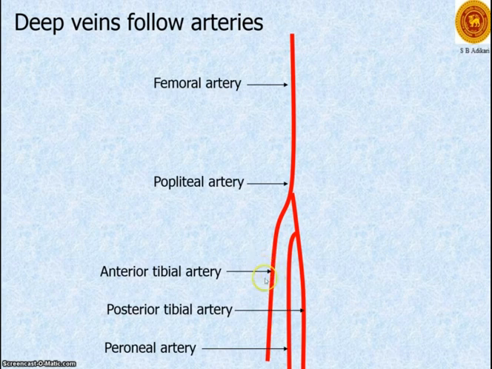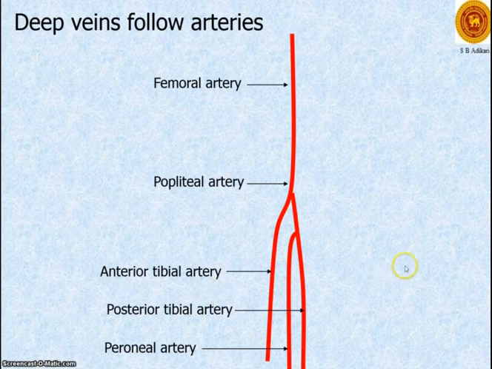The anterior tibial artery supplies the anterior compartment of the leg. The posterior tibial artery supplies the posterior compartment of the leg, while the peroneal artery supplies the peroneal compartment or the lateral compartment of the leg while being inside the posterior compartment together with the posterior tibial artery.